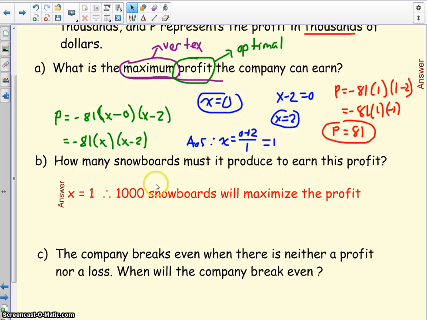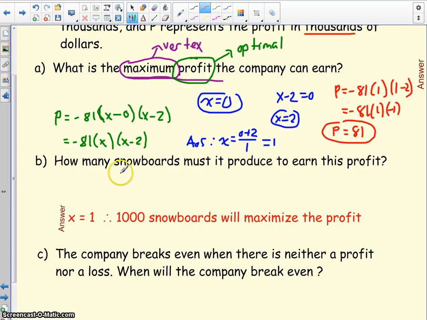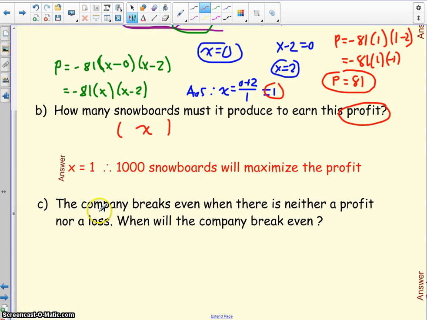Okay, and again, it's just asking for different features of the graph. So here it asks for the number of snowboards, which is an x value, to produce the maximum profit. So the x value of the maximum profit is the axis of symmetry, which was x equals 1. Okay, and last but not least for this one, a term that pops up often in business talking about profit is what we call the break-even points. So when you're breaking even, you're not gaining money, you're not losing money, so your profit is actually 0.